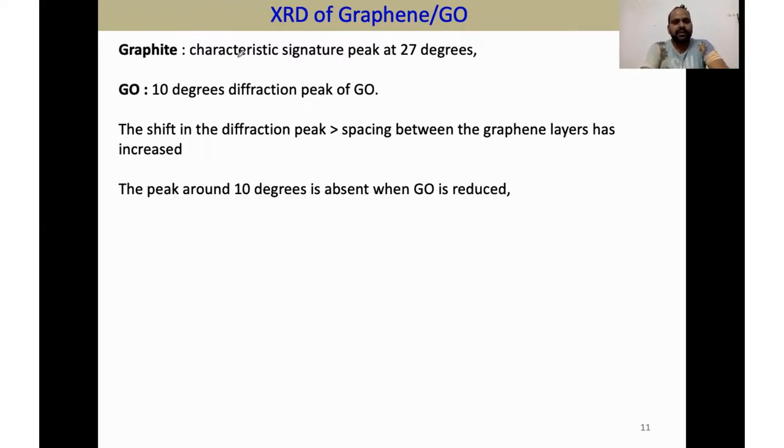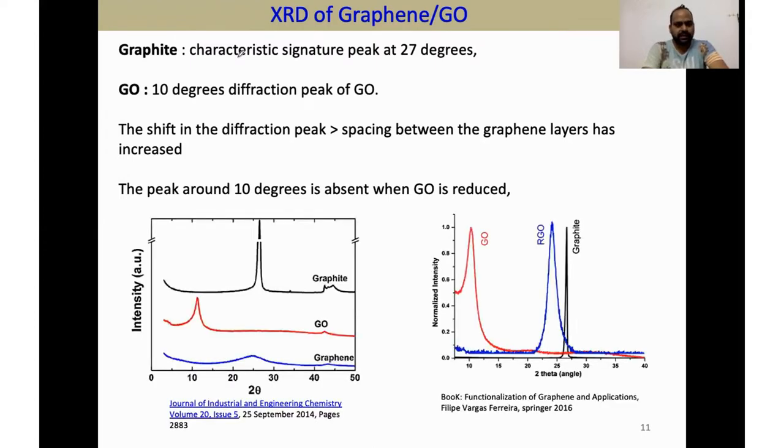The peak around 10 degree is absent when GO is reduced. If you reduce this GO, then this peak will disappear again. You can see the data here on the left-hand side, where you can see the cursor. If you have pure graphene, since this is not very thick, this is only monolayer, it's a nanostructure. Therefore a peak appears here, but the peak is very broad. This is the feature of nanomaterial, not very intense, a very broad peak. That is the peak of graphene. But if you have graphene oxide, then this peak will shift to 10 and it's a very clear-cut peak.